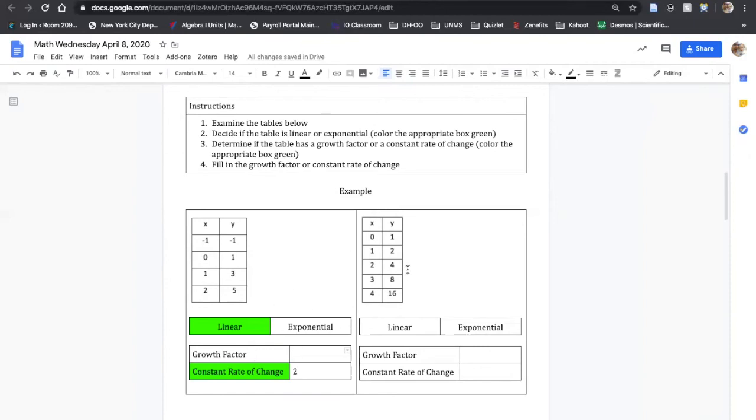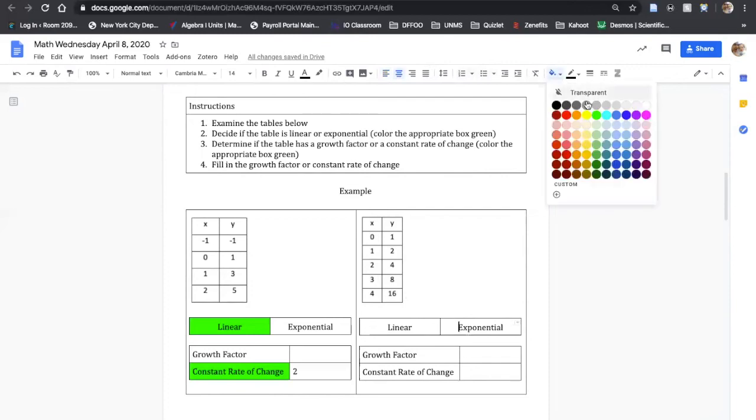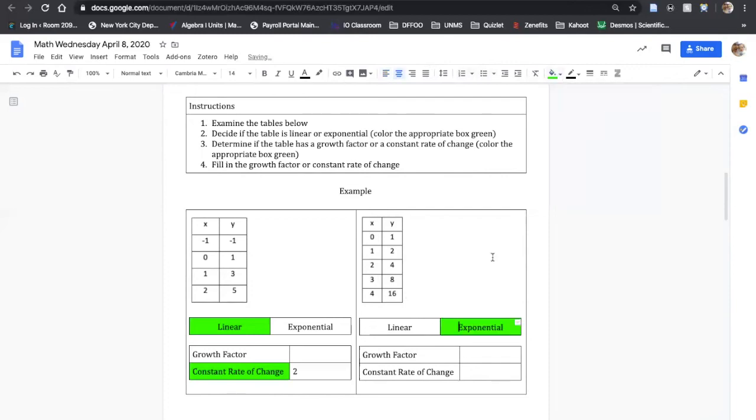Now, looking at the one on the right-hand side, let's see what's going on here. So from 1 to 2, we're adding 1. From 2 to 4, I'm adding 2. Now I'm adding 4. So there's no way that this here is linear, right? It's going to have to be exponential because I'm not adding the same number over and over again. So over here, I'm going to make the exponential side green.